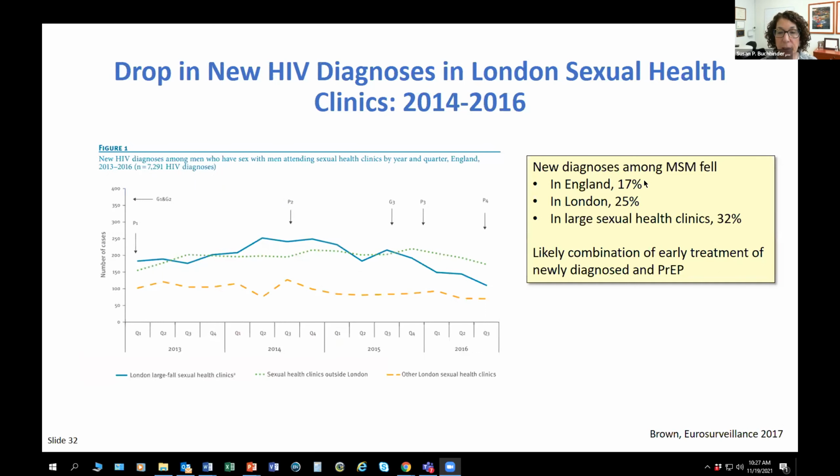We have data from England. Overall rates of new diagnoses fell by 17%, and in London by 25%. And in large sexual health clinics where they scaled up PrEP, they saw a 32% decline in new diagnoses. So again, it's likely that treatment is also driving some of this decline in new diagnoses, but PrEP is clearly playing a role.